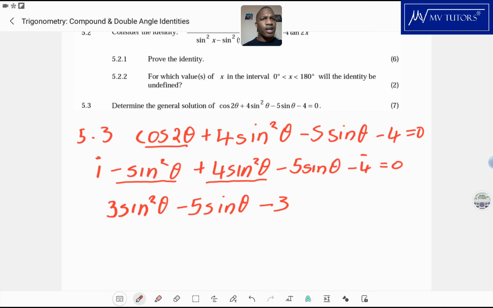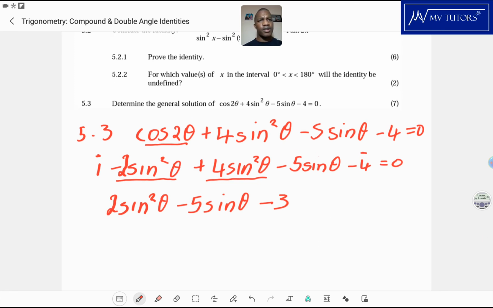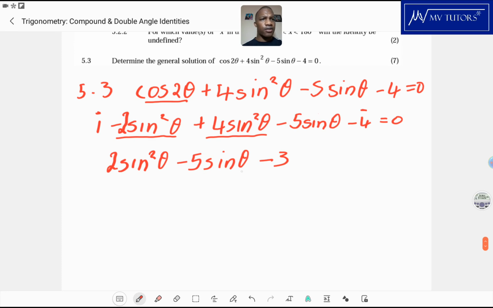What I missed here is that this actually has a 2 there, in this identity. So that means my number there is not going to be the previous one. It's going to be minus 2 plus 4, where I get 2 sine squared theta. Now I need to solve this. This is equal to 0.